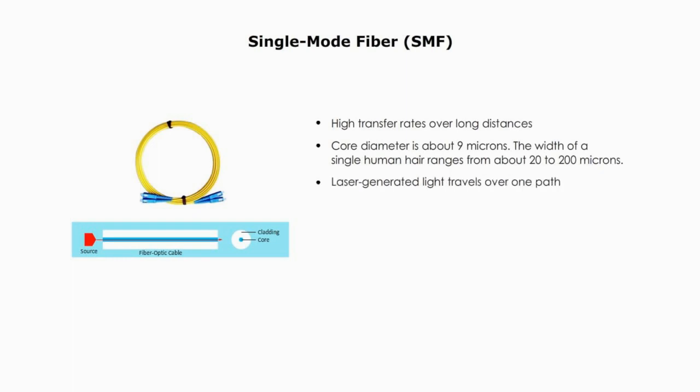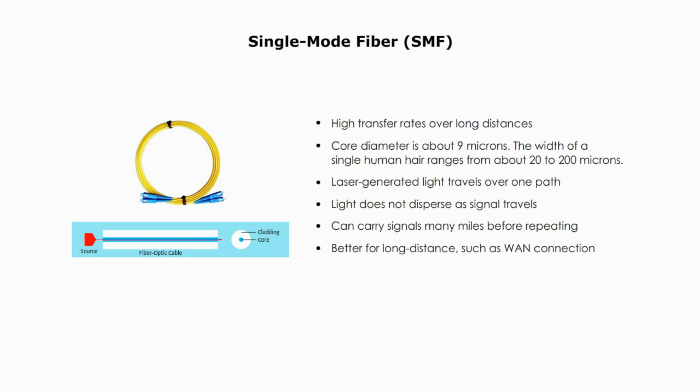Laser-generated light travels over one path, and the light does not disperse as the signal travels. Since single-mode fiber can carry signals many miles before repeating, that's why it's better for long distance, such as WAN connection. Internet backbone uses single-mode fiber. If you see a patch cable with a yellow color, it is single-mode fiber.